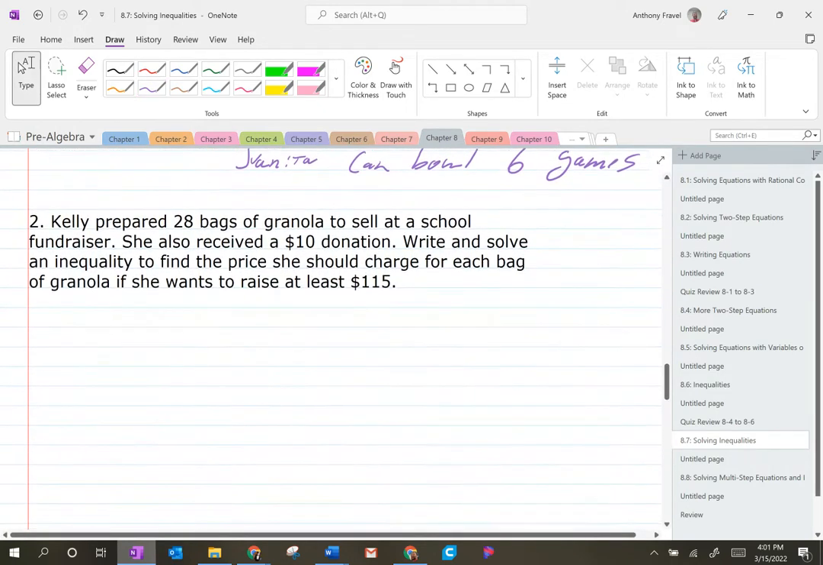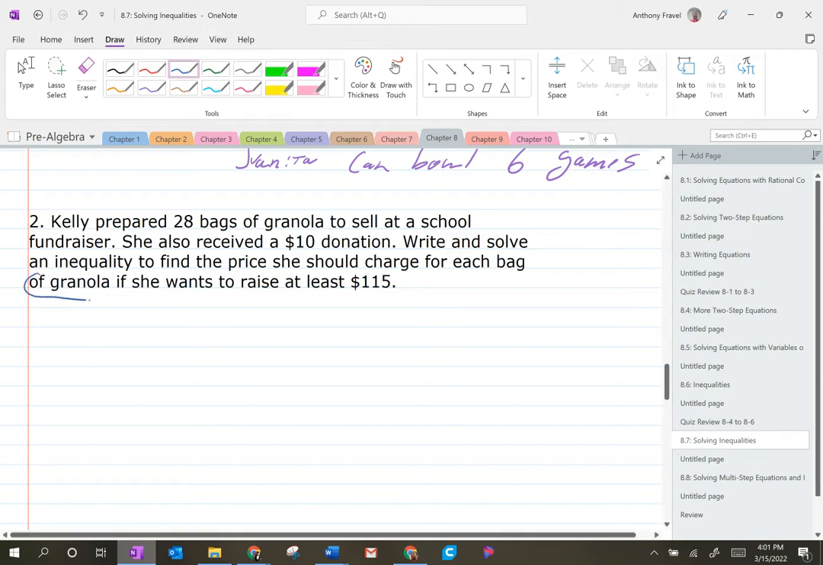On to example number 2. All right, with example number 2, it says Kelly prepared 28 bags of granola to sell at a school fundraiser. She also received a $10 donation. Write and solve an inequality to find the price she should charge for each bag of granola if she wants to raise at least $115.